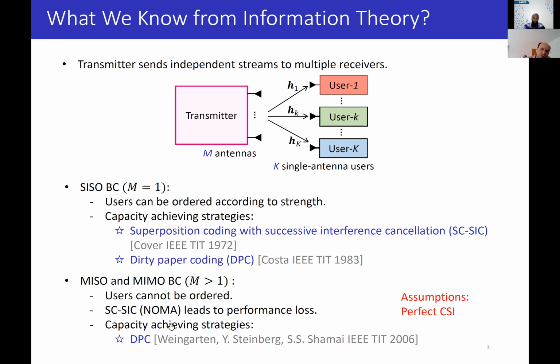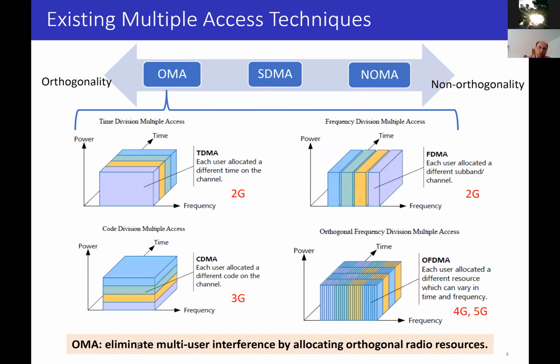Right, now DPC is not really used in practice because it's relatively complex. So what has been used in 4G and 5G is actually some form of multi-user linear precoding that is popular under the multiple access of space division multiple access. So I will talk about this in a moment.